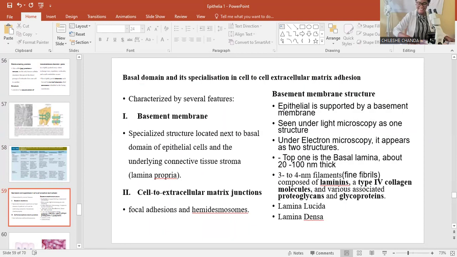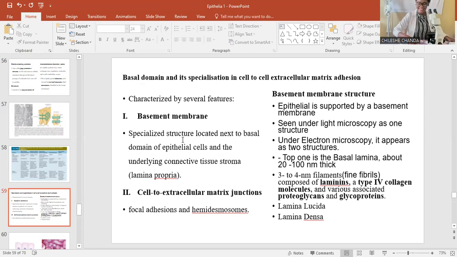Now, the basal domain has specializations as well. One of the things that you will find on the basal domain is the basement membrane. The basement membrane is located next to the basal domain of the epithelial cells and the underlying connective tissue stroma. So you're going to find that between the connective tissue stroma and the epithelial tissue, you are going to find this basement membrane. The connective tissue stroma, which is found under epithelial tissue, is known as lamina propria, which is very loose connective tissue, areolar tissue in nature.